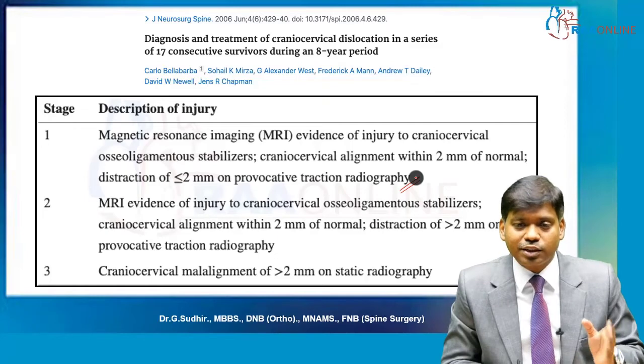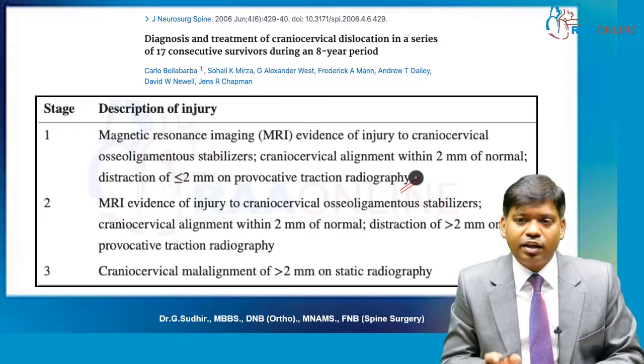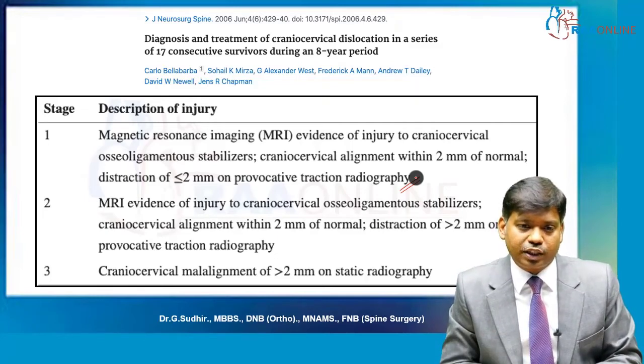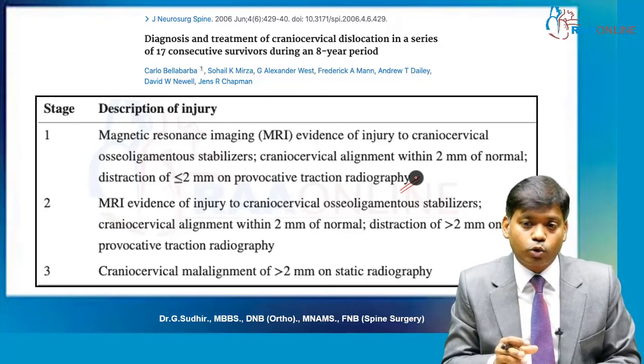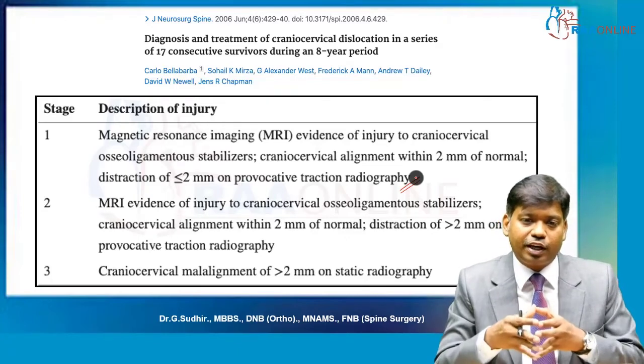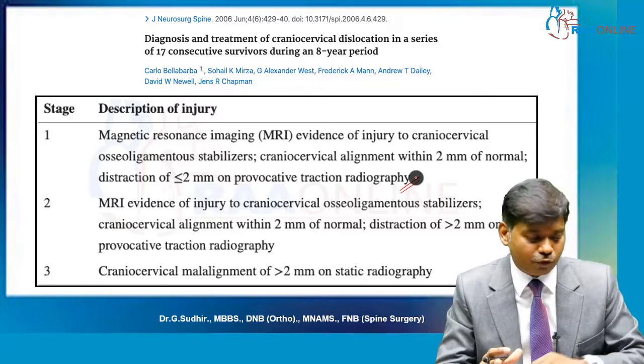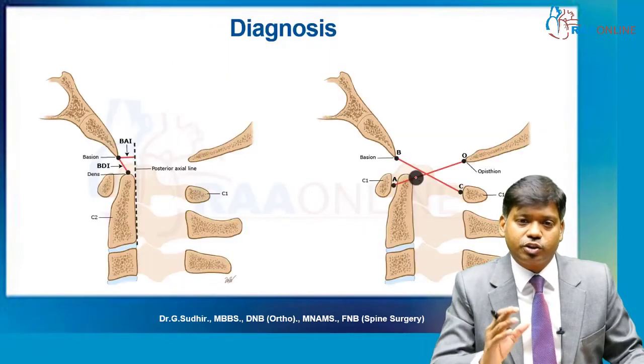Stage 2 is when there is MRI evidence of injury to these structures and distraction of greater than 2 mm is seen, and stage 3 is craniocervical malalignment of greater than 2 mm on static radiography without giving any traction forces. If there is greater than 2 mm of displacement or dislocation, it is stage 3.